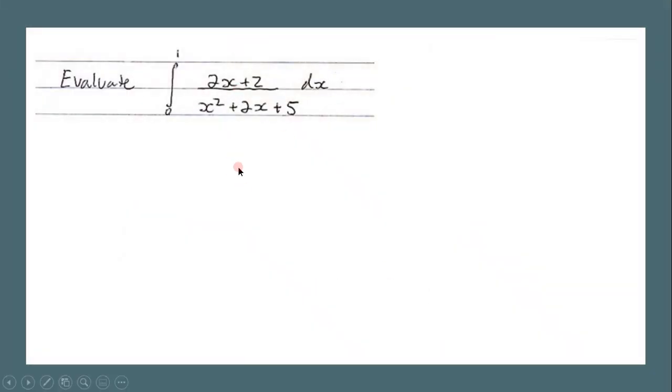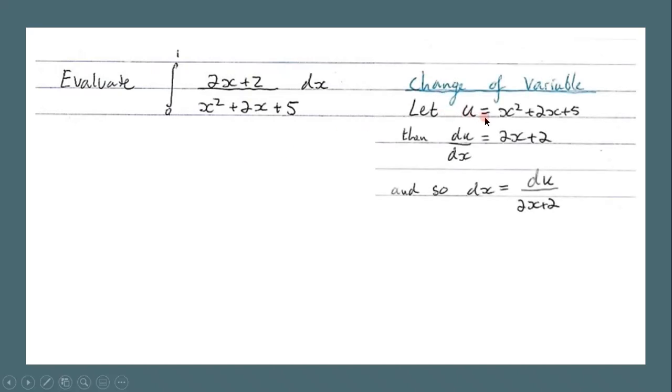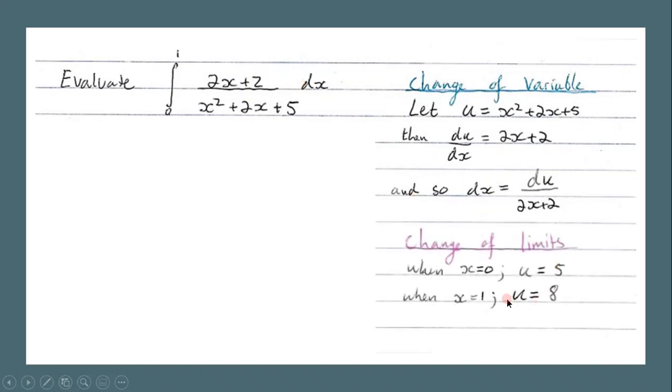So let's try to evaluate this integral. Have a think of how you would approach this question, what would be your change of variable, what you would choose as u, and how you would go about changing the limits. So the change of variable would be u is equal to x squared plus 2x plus 5, because when you differentiate that you get 2x plus 2, which is just the top value. So when you rearrange it, the values will cancel out when you substitute dx into this equation. And of course do the change of limits as well while you're doing your tables on the side.